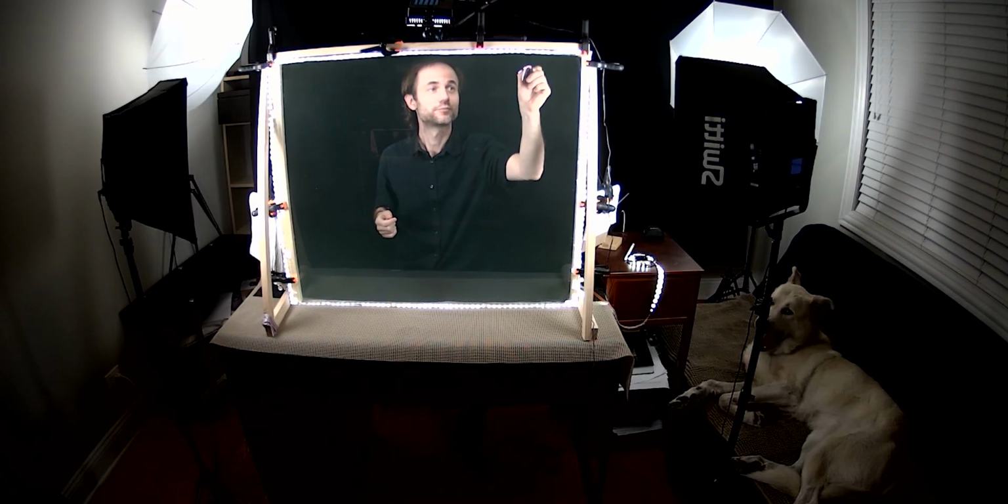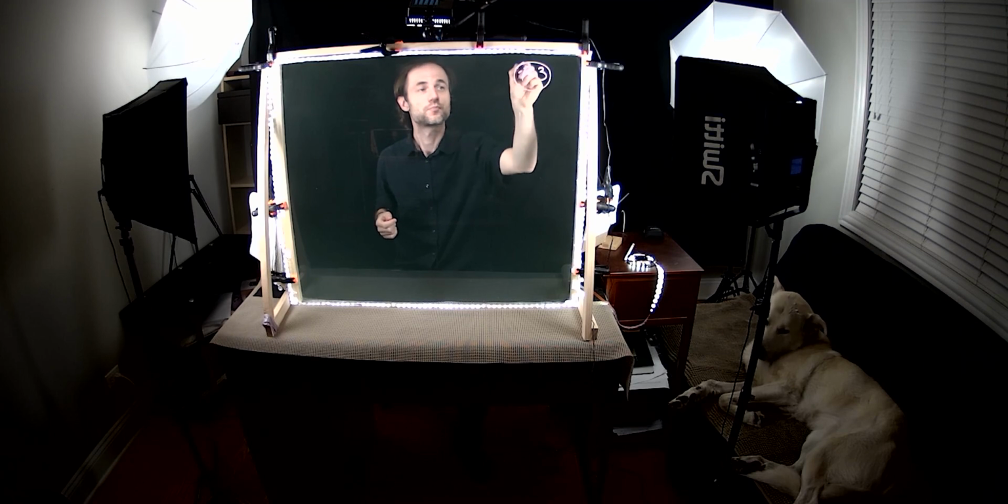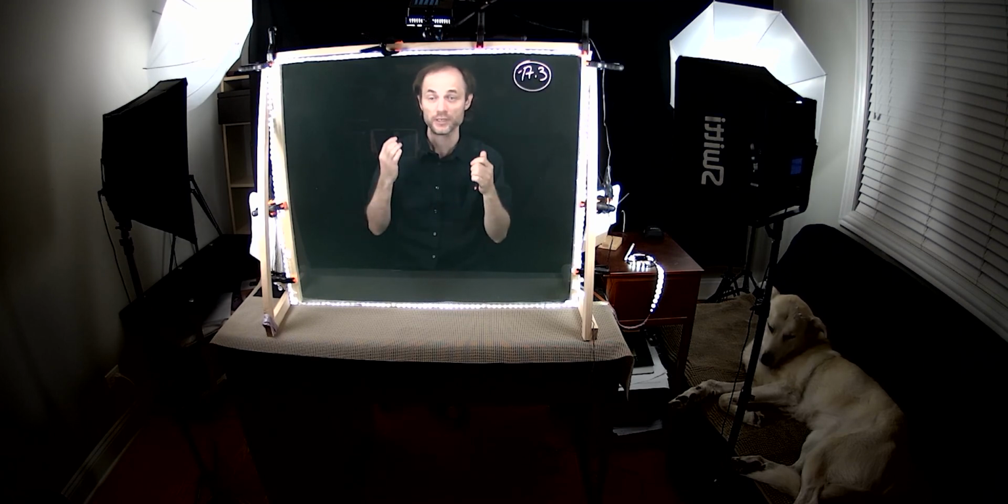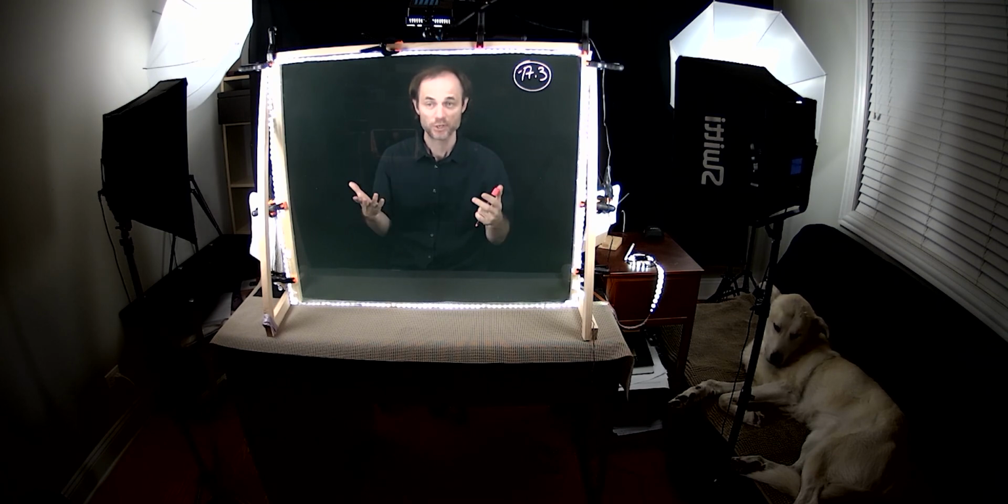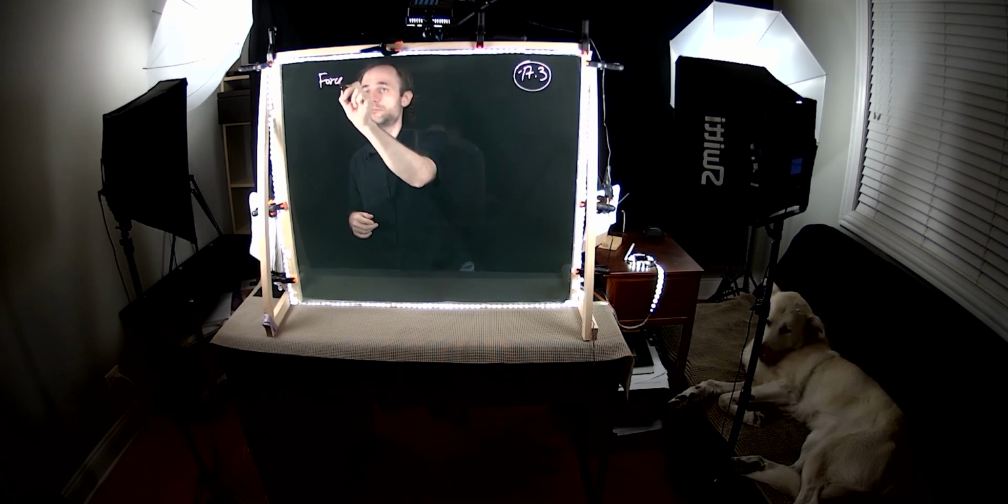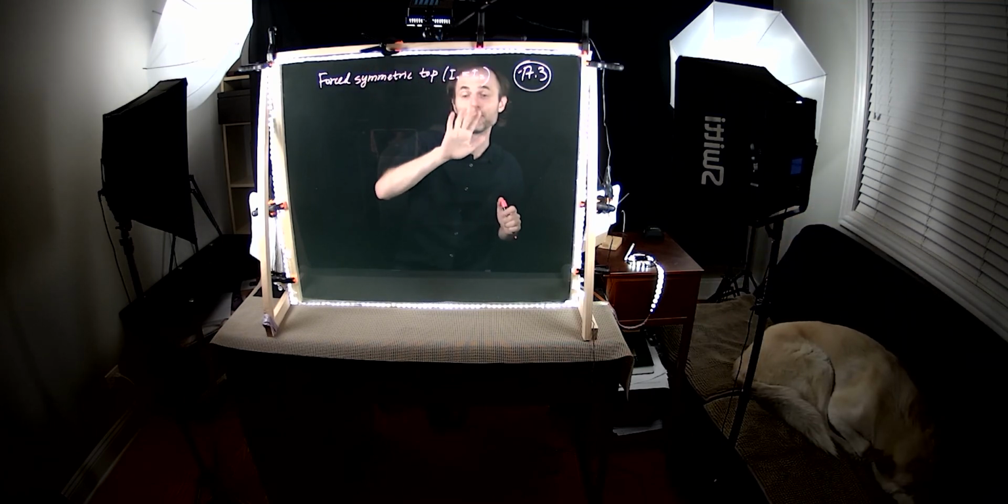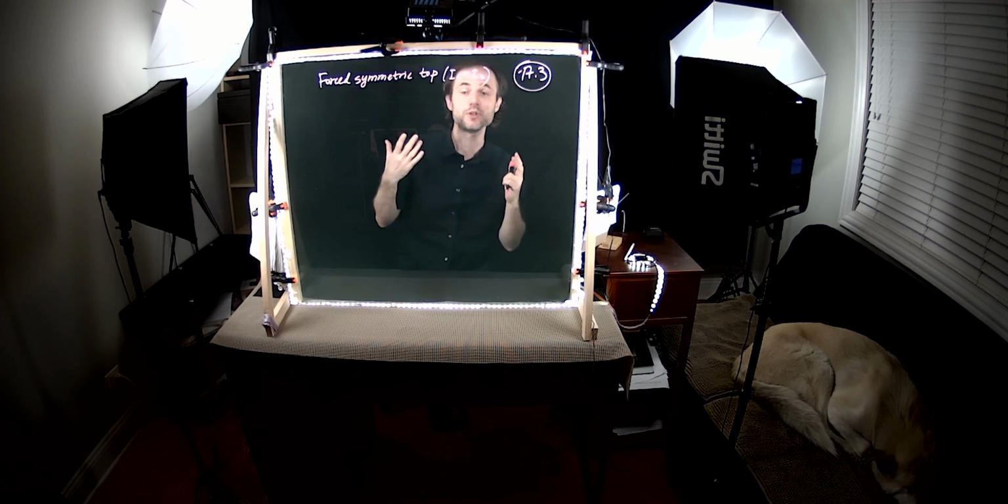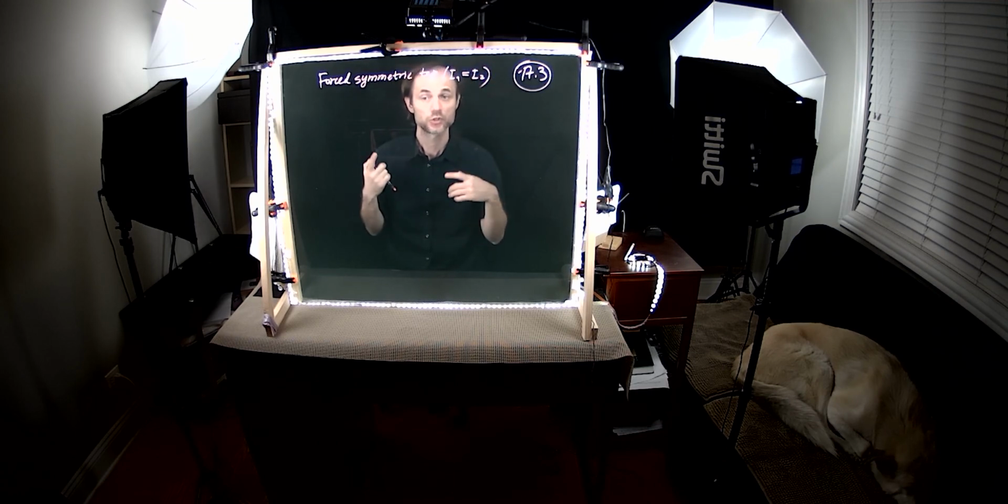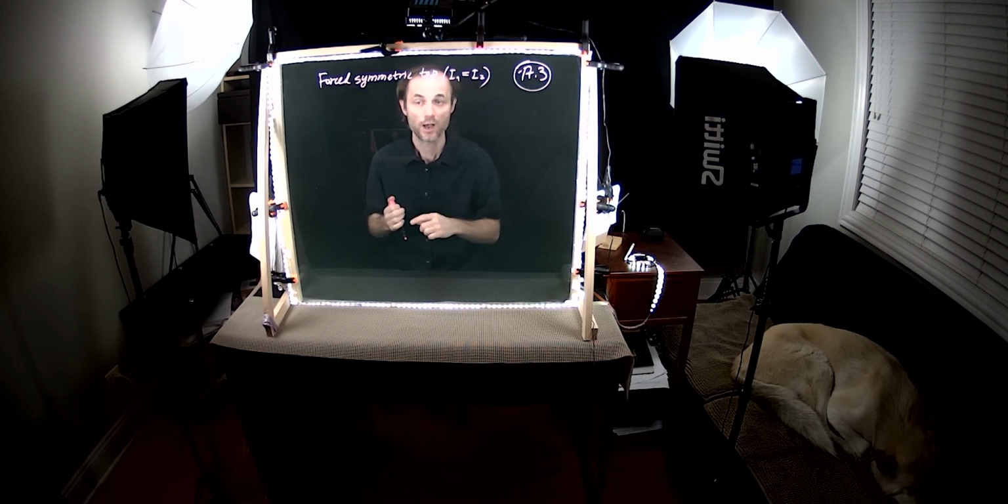Hello, and welcome to part 3 of lecture 17, where we're going to continue considering a forced symmetric top. The fact that the top is symmetric implies that I1 is going to be equal to I2. So the rotation is happening around the axis of symmetry, the third axis.